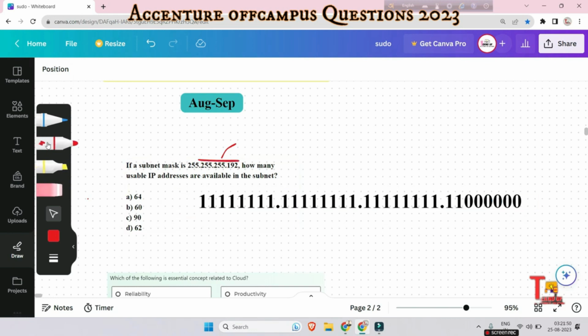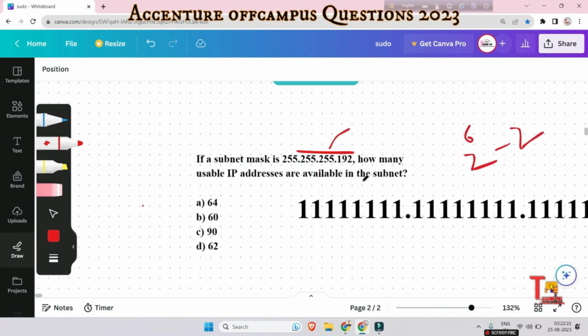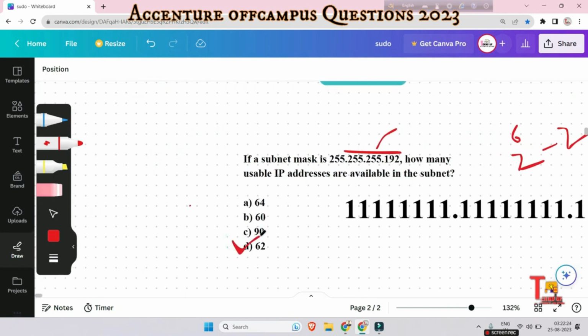So there are a total of 6 zeros, and the usable IP address formula is 2 to the power number of zeros, minus 2. Minus 2, why? Because there are 2 reserved IP addresses, so we have to subtract 2. So 2 to the power 6 means 64, and minus 2 means 62. So the answer will be 62 usable IP addresses available in this subnet.